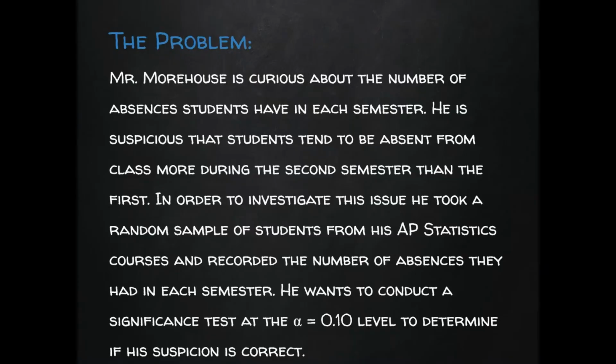All right, let's go ahead and jump right into the problem. Mr. Morehouse is curious about the number of absences students have in each semester. He is suspicious that students tend to be absent from class more during the second semester than the first. In order to investigate this issue, he took a random sample of students from his AP Statistics courses and recorded the number of absences they had in each semester. He wants to conduct a significance test at the alpha equals 0.10 level to determine if his suspicion is correct.